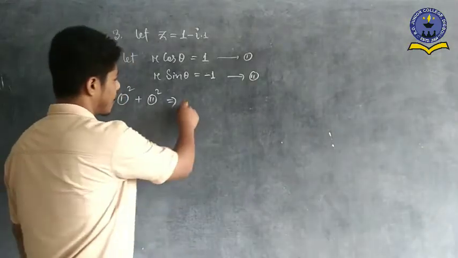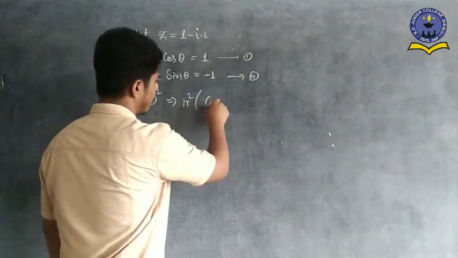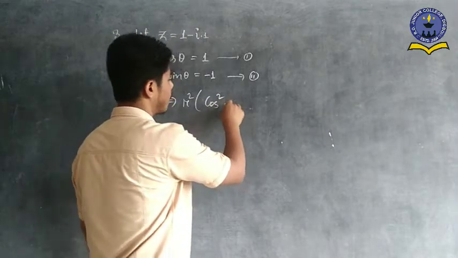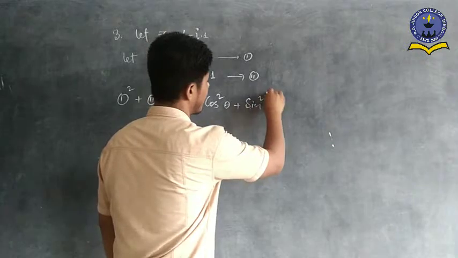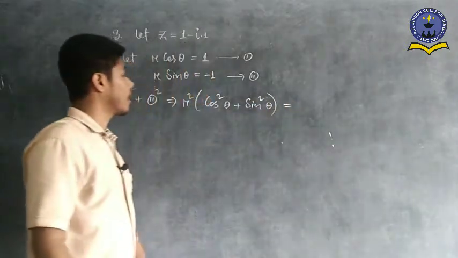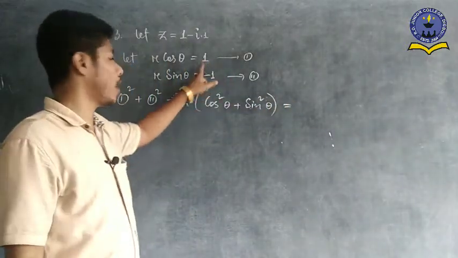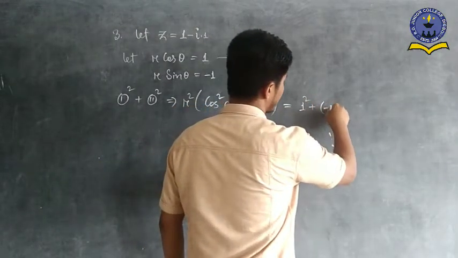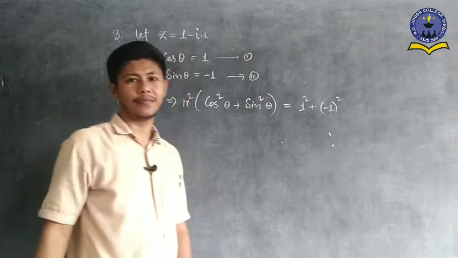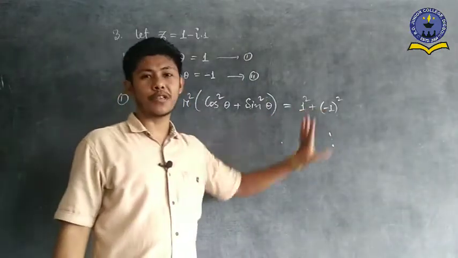So that's why here we have to write this one as r square, taking common r square, and then we have to write cos square theta plus sin square theta. Is it clear? Now in the right hand side, if you see 1 minus 1, so that's what you have to write here: 1 square plus minus 1 whole square. Is it clear? So we have to add 1 square plus minus 1 square.